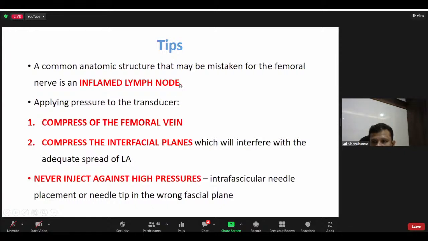So always get history of two things: whether the patient has a history of cancer and whether the patient has had any tuberculosis. And always apply gentle pressure to the transducer.